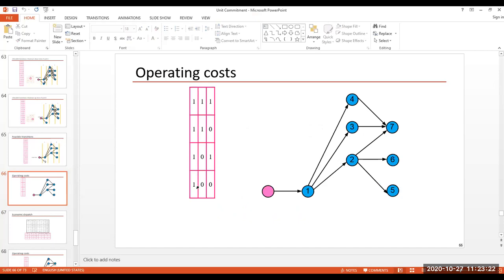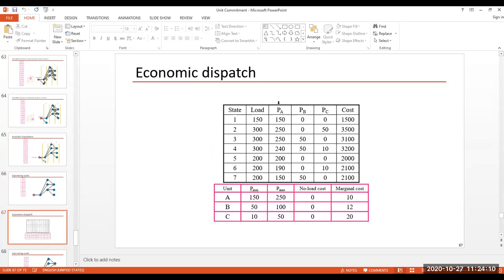This is A, this is B, this is C. That means in state 1 and 5, I have only unit A available. In state 2 and state 6, I have units A and C available. In state 3 and 7, I have units A and B available. And at state 4 only, I have all the units available. So while I try to solve the ELD by some algorithm, I have to keep in mind that at each state I don't have all the units available, but different combinations of units at different states. Keeping that in mind, these 3 columns are filled up.